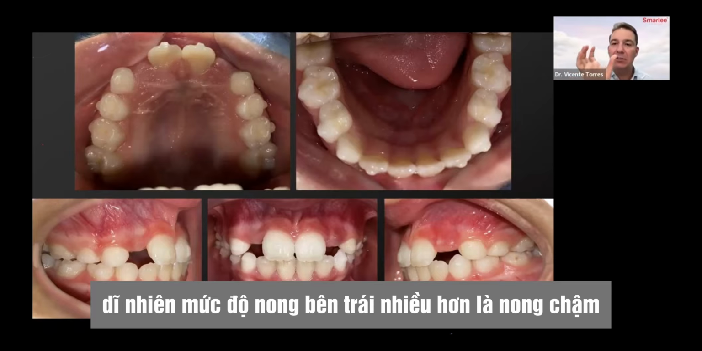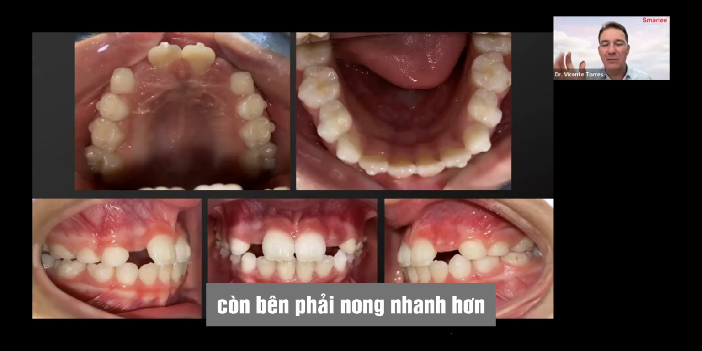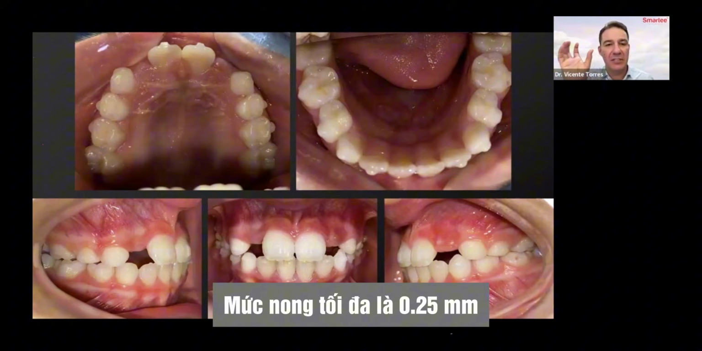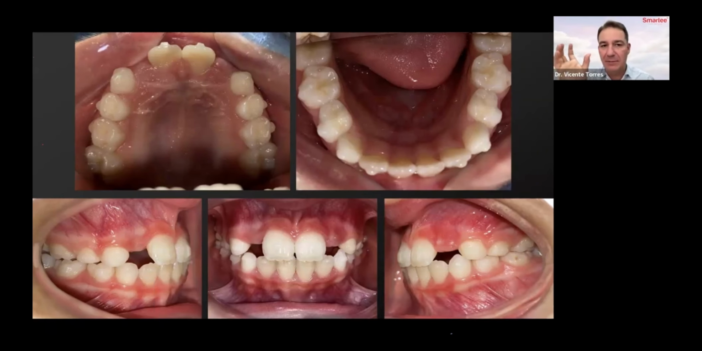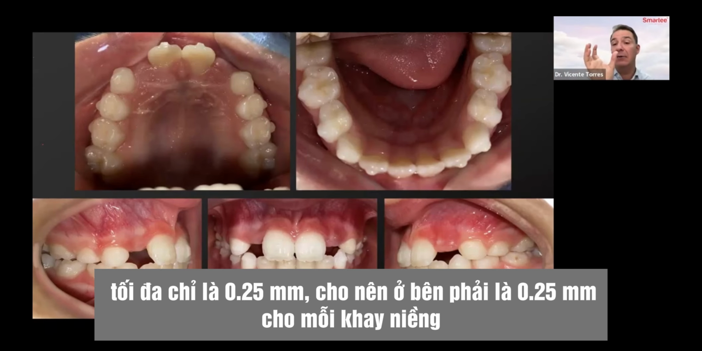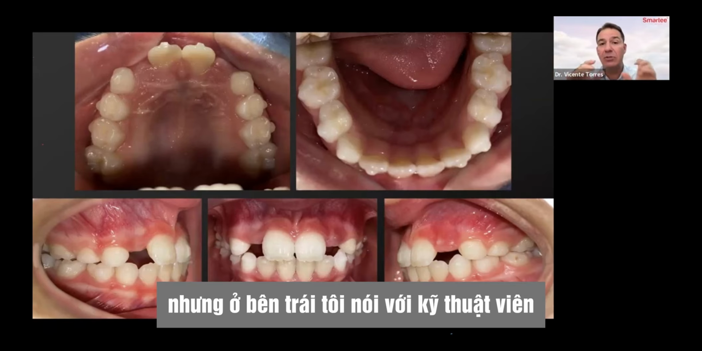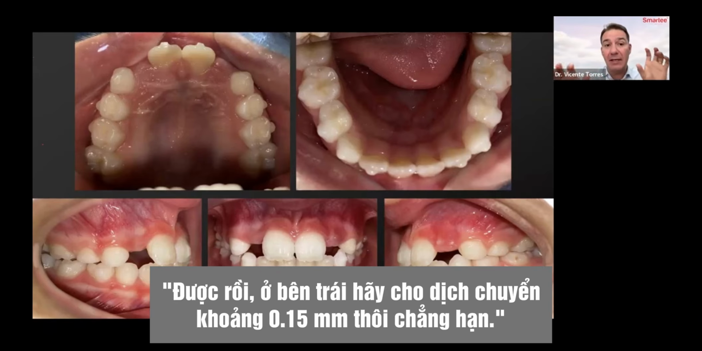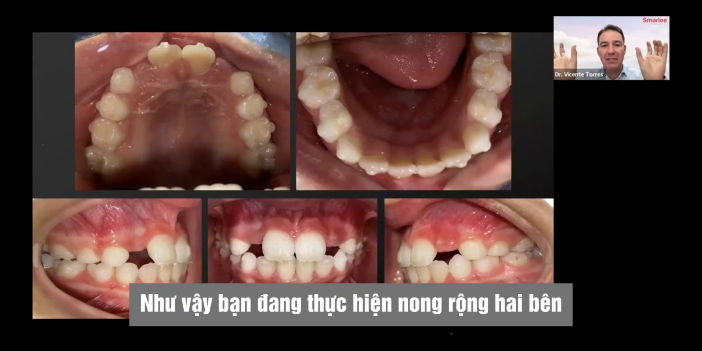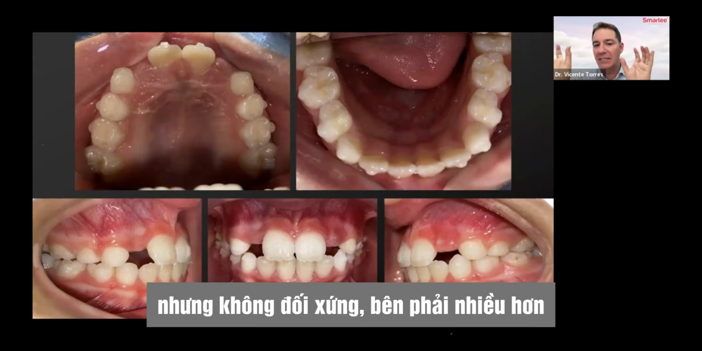Of course, on the left side it is more slow expansion, and on the right side it is faster expansion. The maximum expansion is 0.25 millimeters, not 0.5. It's not possible. It's maximum 0.25. So on the right side it is 0.25 millimeters for each aligner, but on the left side I tell the technician to make the movement around 0.50 millimeters, for example. So you're doing this bilateral expansion, but asymmetrical, more on the right side.